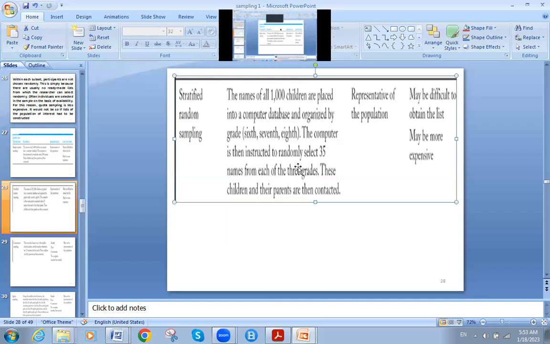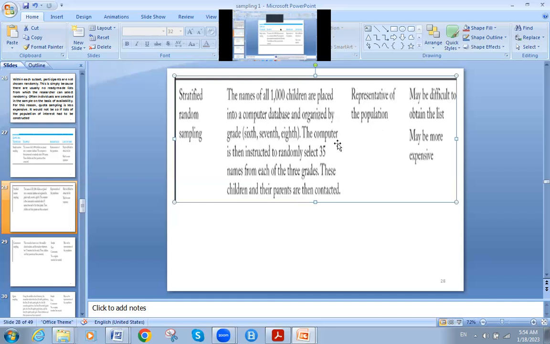So I will take 35 students from grade 6, 35 students from grade 7, and 35 students from grade 8. Names from each of the three grades. These children and their parents are then contacted. So I have the sample. Inside the sample itself, I will divide them into categories, for example, students in grade 6, students in grade 7, students in grade 8.